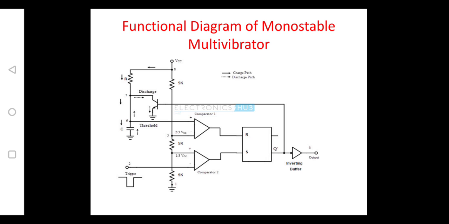If Q bar is 0, the transistor will be in the off state, which will give high input impedance. So the voltage will be passing through the R and C. So the time taken for the capacitance to charge to the maximum value depends upon these R and C values.